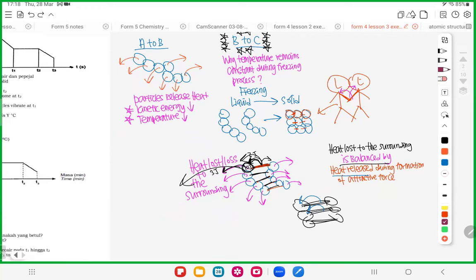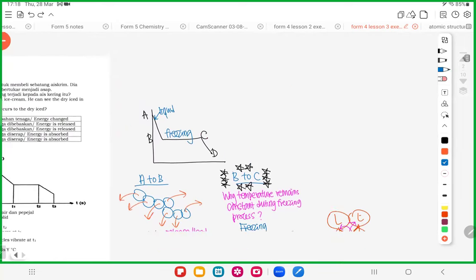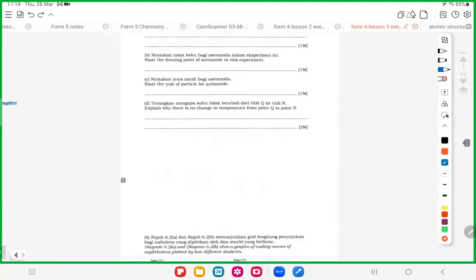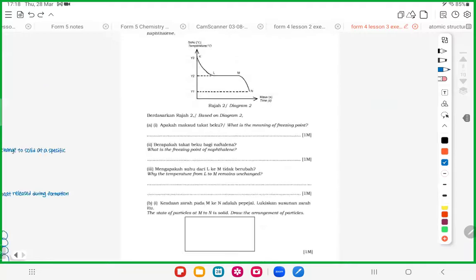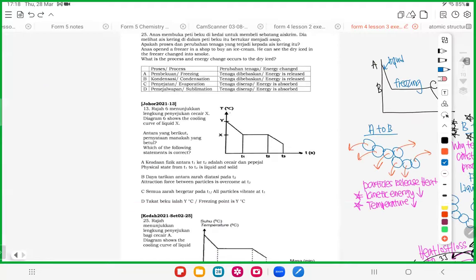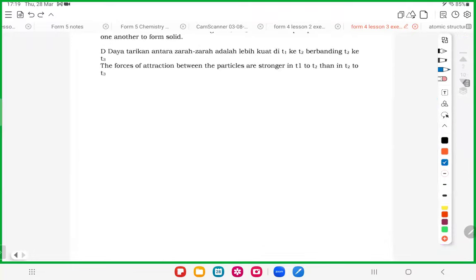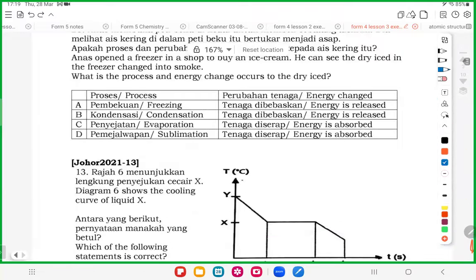Okay, so for the next probably 20 to 30 minutes, we will try to do some exercises. Let's do some exercises for cooling curve. There are many questions for cooling curve, which I want to do together with you so that you know exactly how the cooling curve question can be tested in the real SPM examination paper. Let's start. We will do two objective questions and then a lot of subjective questions.